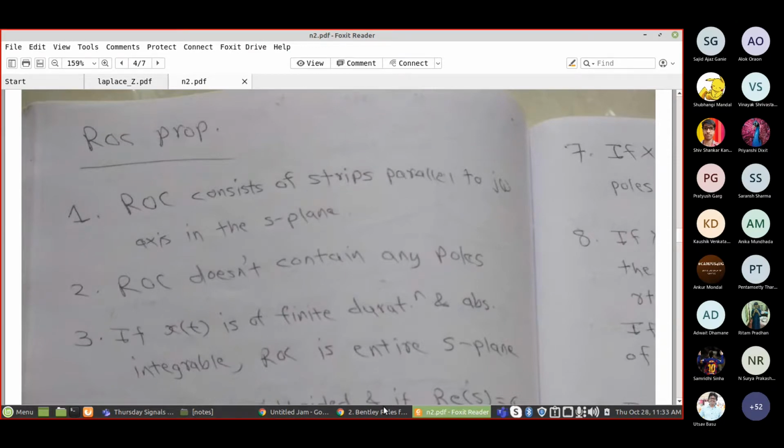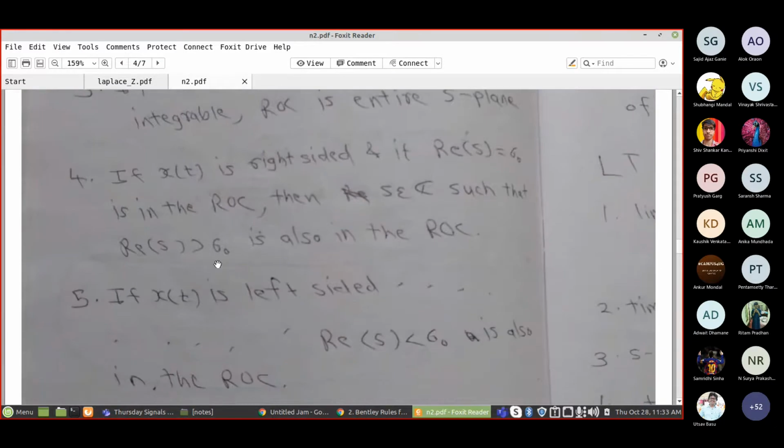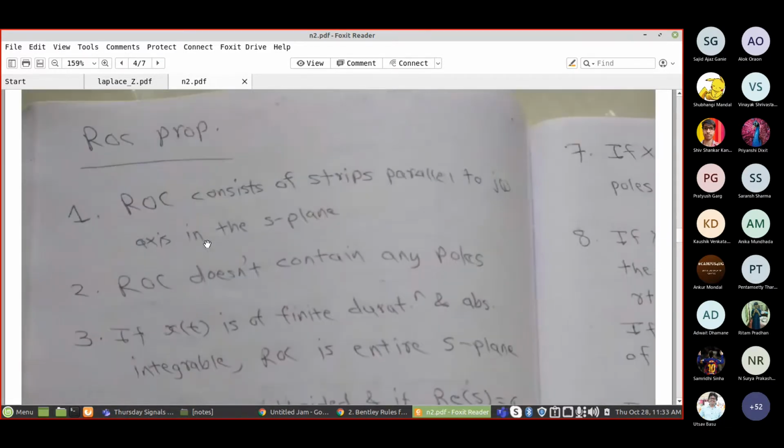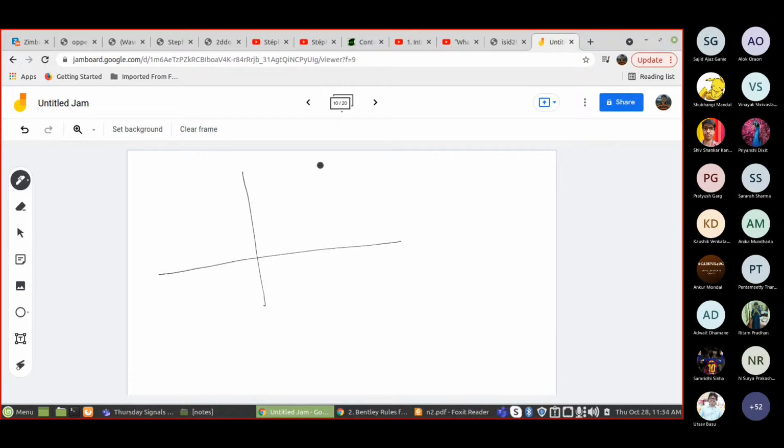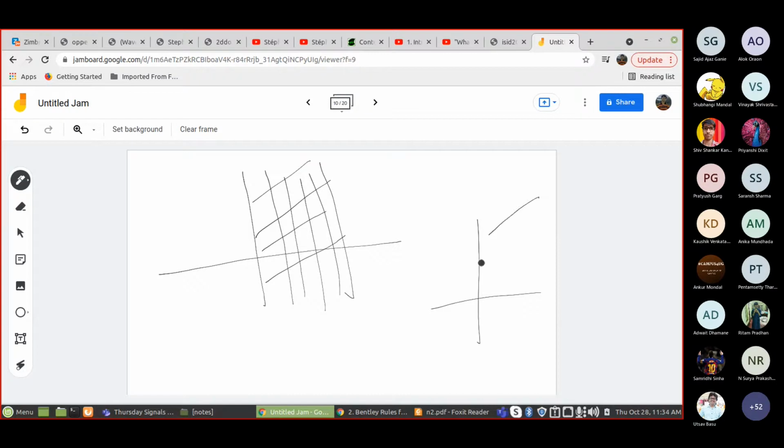Okay, so what do I mean by that? I have also explained these properties, but let me come back to that a moment later. So let me clear this. Okay, so ROC can look something like this. We have seen strips parallel to the j omega axis. So all these strips are there in your ROC, up to infinity. Everything to the right is there in ROC. So all these vertical strips belong to the ROC.